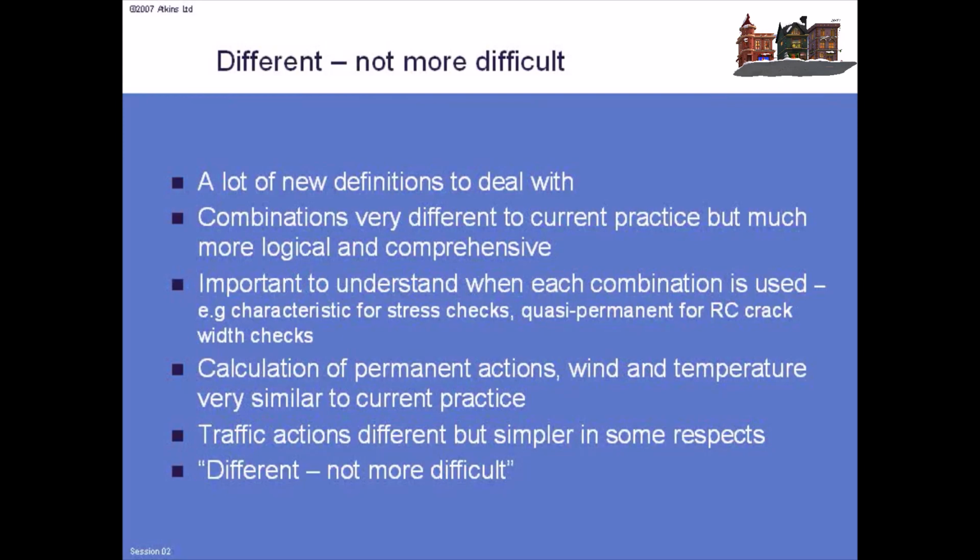So quite often with complicated structures, it was actually quite difficult to know how to apply the combinations in BD37. If you had a cable stayed bridge and you had pylons and you had temperature on the side of the pylons, it actually got quite difficult. What combination are we now using? So it's a much better framework for doing things. And there is quite a lot of positive stuff about it.